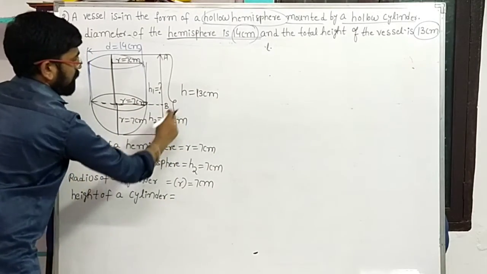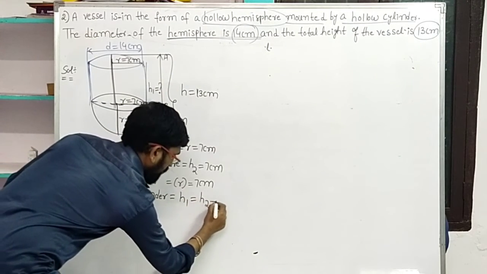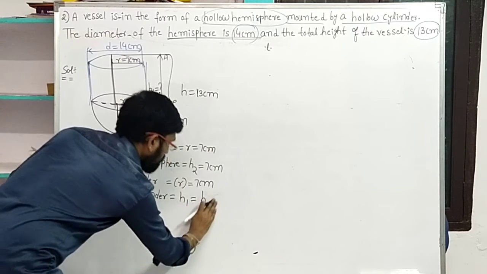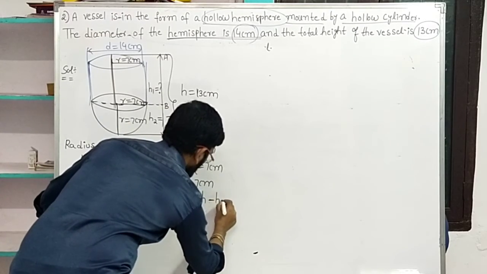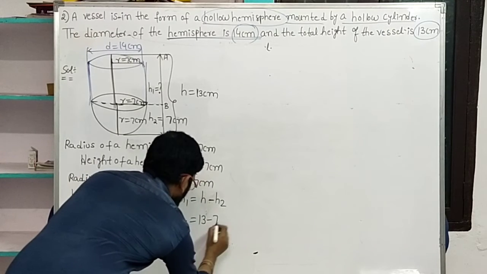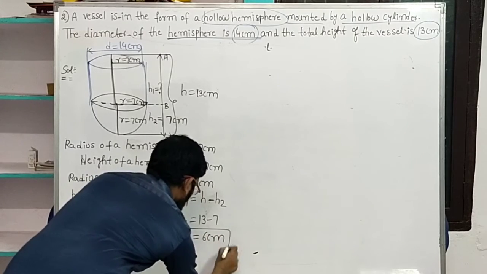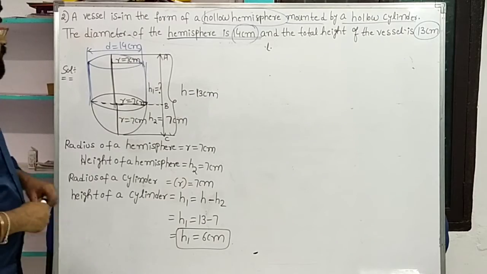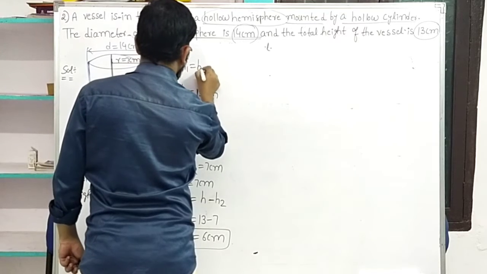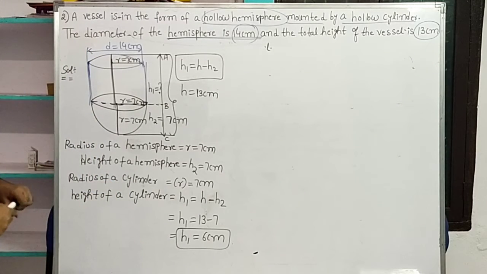Total h minus h2 will give you h1. So h1 equals total h, 13, minus 7. So h1 equals 6 centimeters. The height of the cylinder, h1, is h minus h2, which is 6 centimeters.